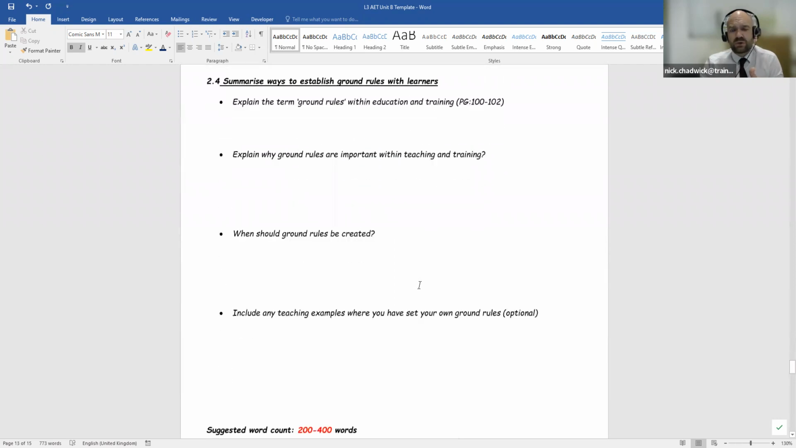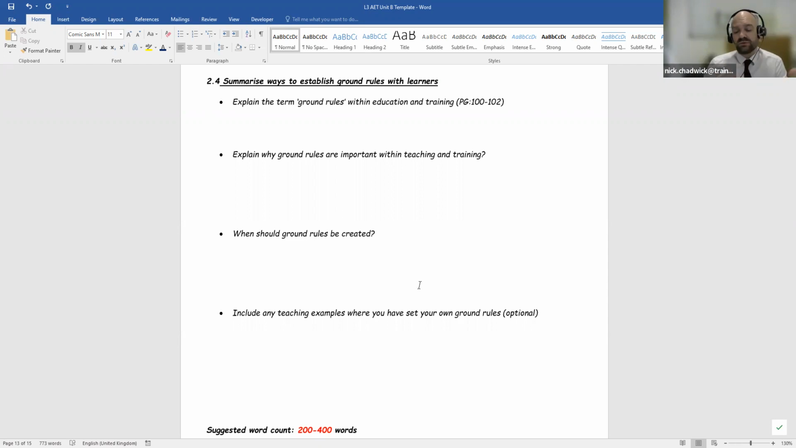Okay. As we're coming to the very tail end of this assignment, we would like you now to summarize ways to establish ground rules with your learners. Within the textbook, have a look at pages 100 to 102, and we will see we have ground rules there.